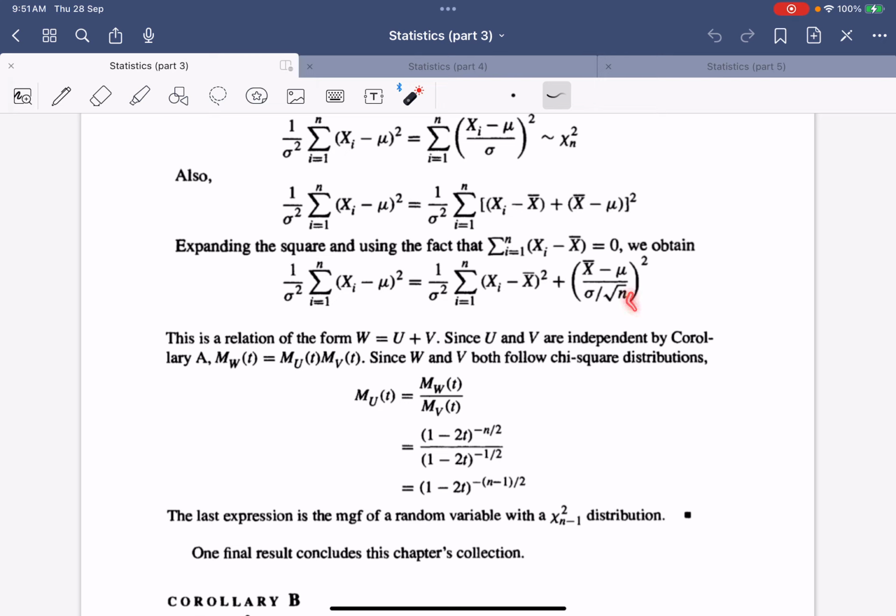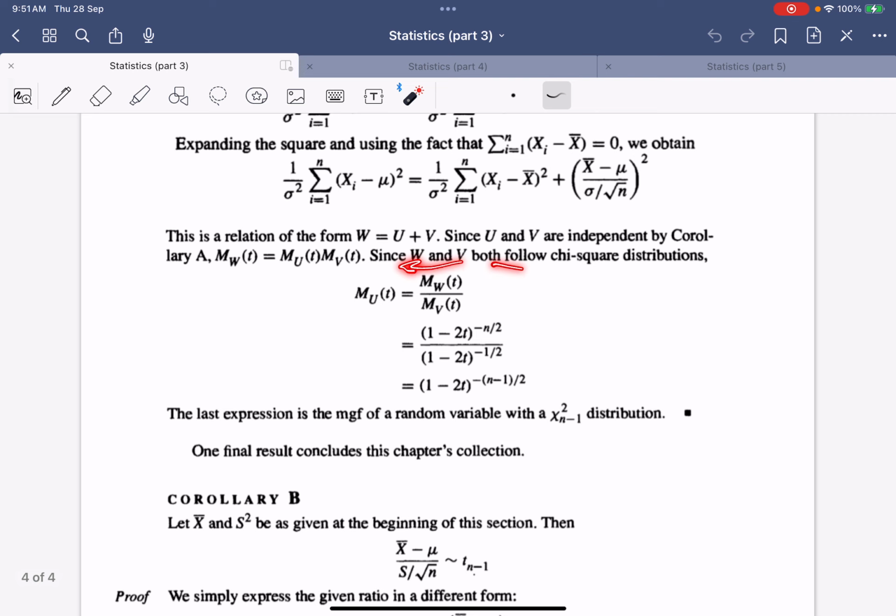And by the above corollary, we know that this and this are independently distributed. So what does that mean? That means because this is a function of x bar and this is a function of s squared, these are independently distributed. The moment generating functions will equal one another.